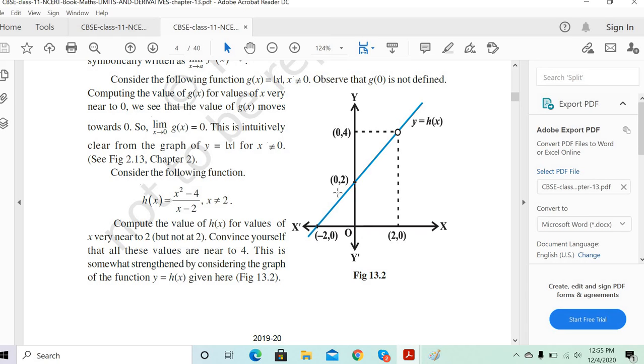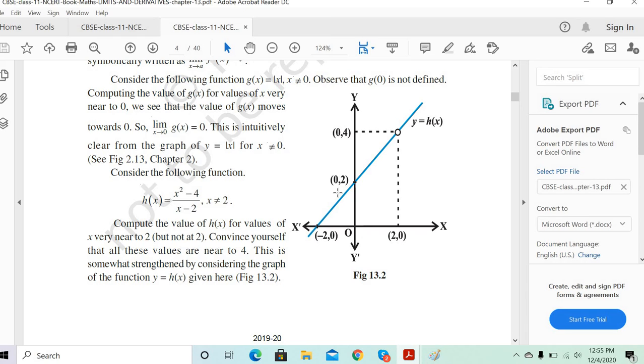h of x function is (x square minus 4) by (x minus 2), and we want to find the limit when x tends to 2. Yes, sir. What will happen when x is tending towards 2? It will come near to 2. Limit x tends to 2, it will come near to 2. Now look at this part. When you put x equal to 2 in the numerator and denominator, what will you get? 0 by 0. Yes, sir. That's undefined.